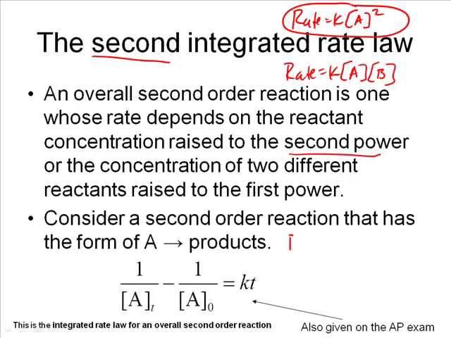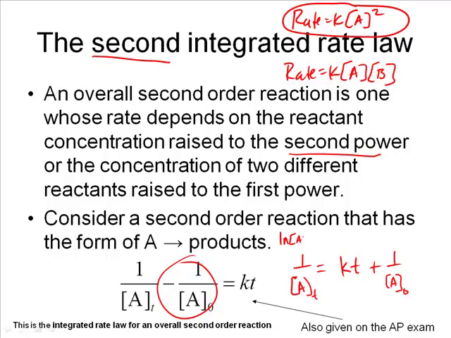If we come back here real quick, if we move this over to this side, we would have 1 over A at time t equals kt plus 1 over A at time 0. So our y value on our first one, remember, was the natural log of A at time t. And if that made a straight line, then we knew it was first order. In this case, our value for y is 1 over the concentration of A at time t.